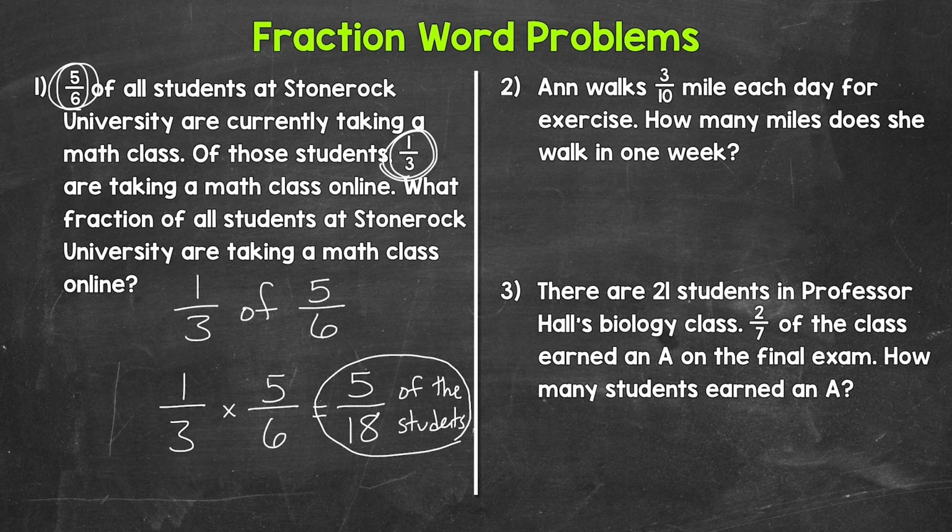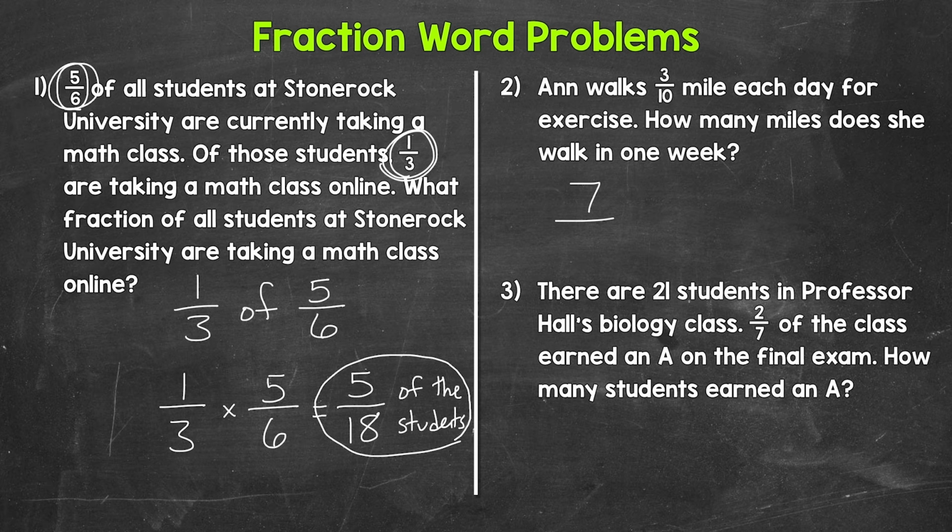Let's move on to number 2, where we have Anne walks 3/10 of a mile each day for exercise. How many miles does she walk in 1 week? So if we think about how to solve this, well, we have 7 days in a week. So we have 7 days of walking 3/10 of a mile. 7 groups of 3/10, in other words. So we can solve this by doing 7 times 3/10.